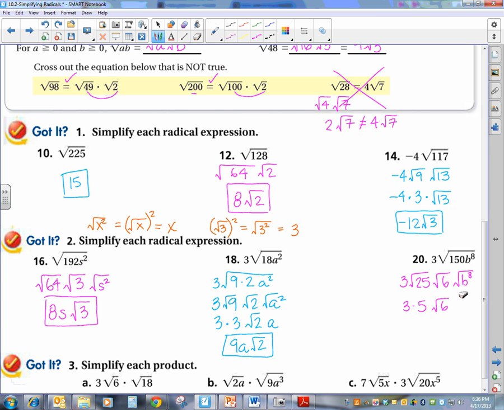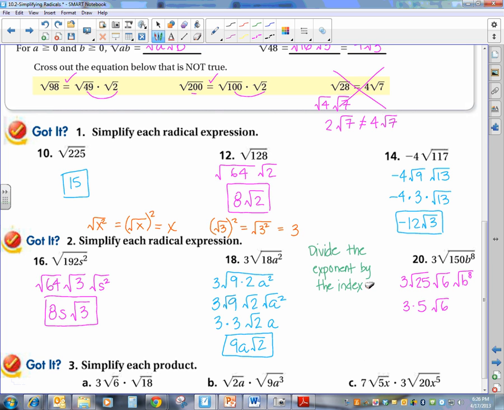And the square root of b to the 8th, remember we've talked about this before, but to figure out how to do that easily, divide the exponent by the index.